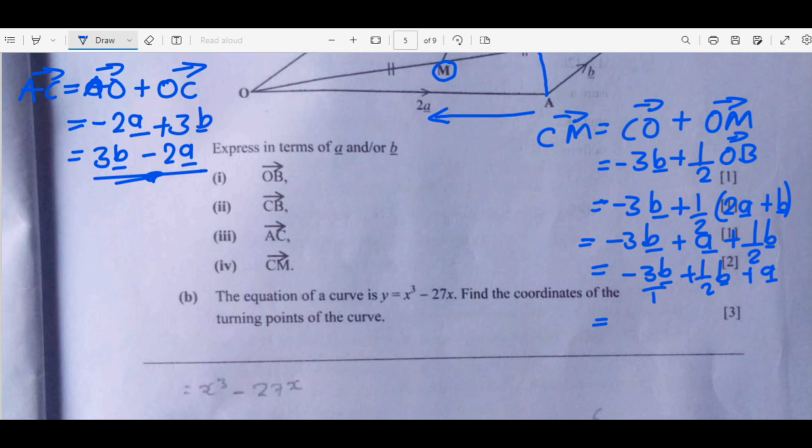So how can we simplify this fraction? We multiply 1 times 1, then this will multiply by this one. So 2 times negative 3b is negative 6b, 1 times b is just b, then to find the lowest common denominator, 1 times 2 is 2, plus a. Our final answer is negative 5b over 2 plus a, which is a minus 5 over 2 b.